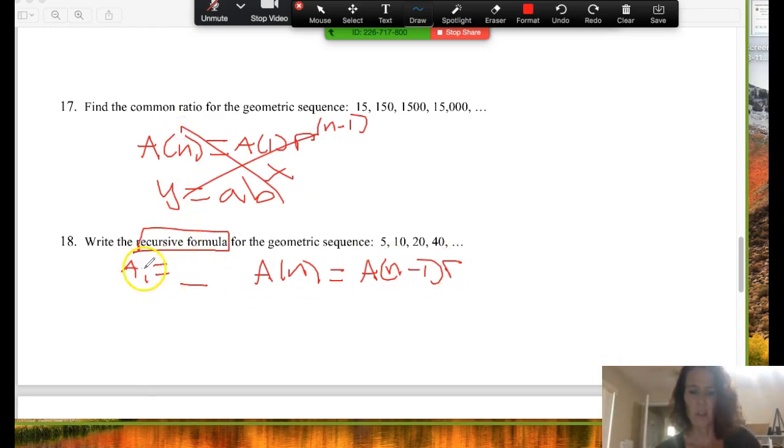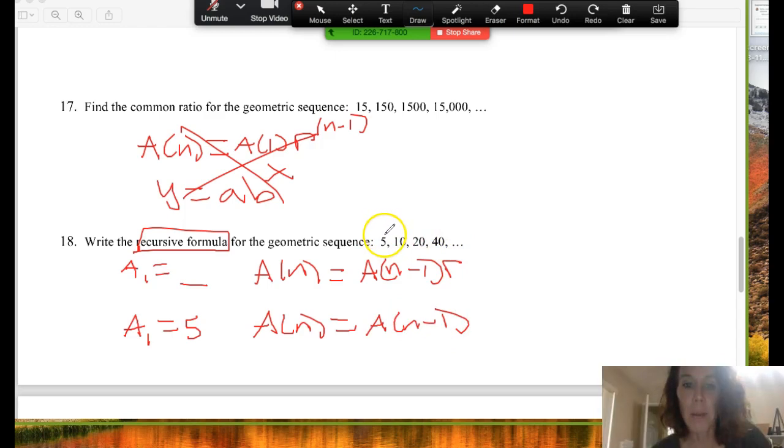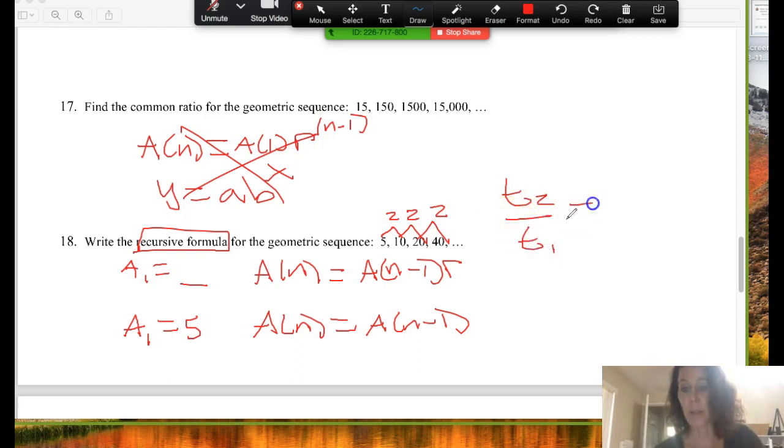It's just this. So all I do is I start with my first term and I say, okay, well, my first term is 5. And then I say any term is going to be 1 less times my common ratio. Well, I got to find that. My common ratio, to get from here to here, I multiply by 2. To get from here to here, I multiply by 2. Or I take my second term and divide it by the first term. So I go 10 divided by 5, which is 2. Okay, so my common ratio is 2.